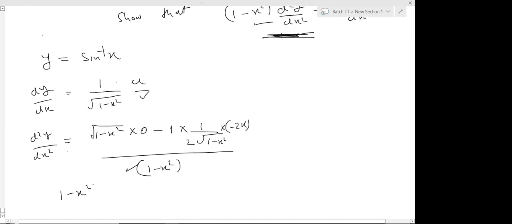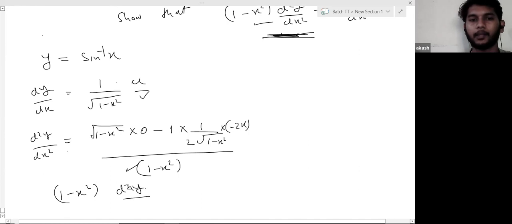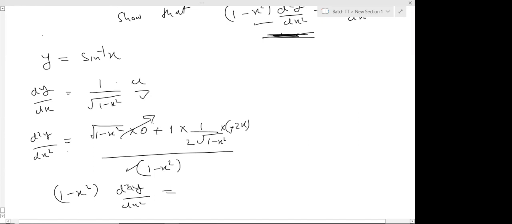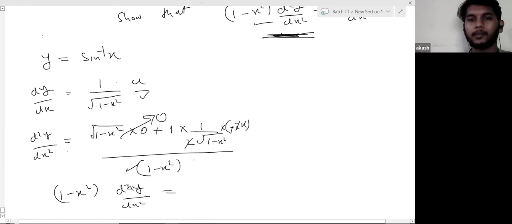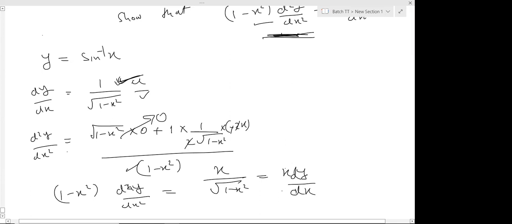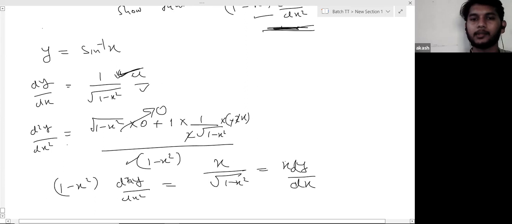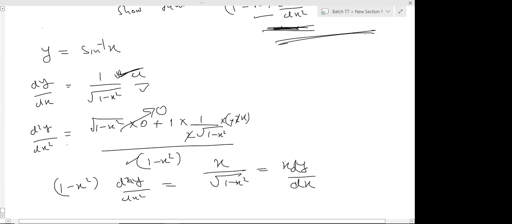So 1 minus x square into d square y upon dx square equals this, minus and minus plus. This is 0, 2 and 2 are also cancelled. So x upon under root 1 minus x square, and under root 1 minus x square we can write as y. So this is x dy by dx. So just take it to this side and your question is proved. All right.